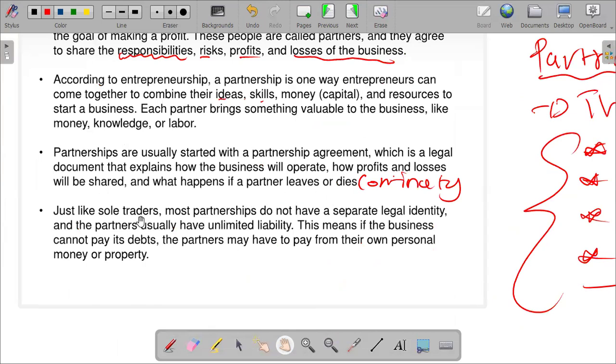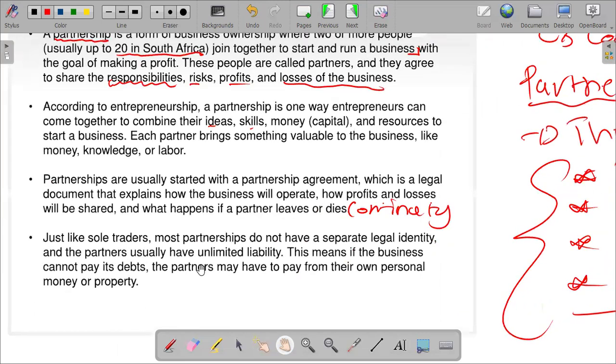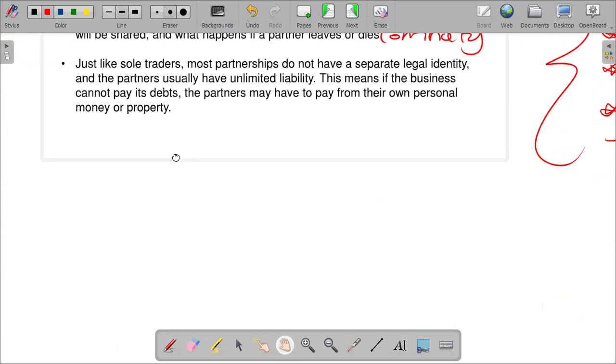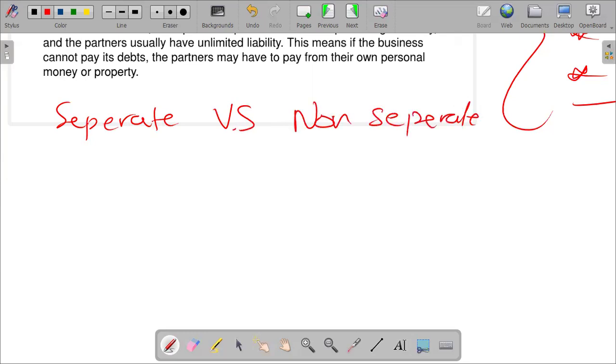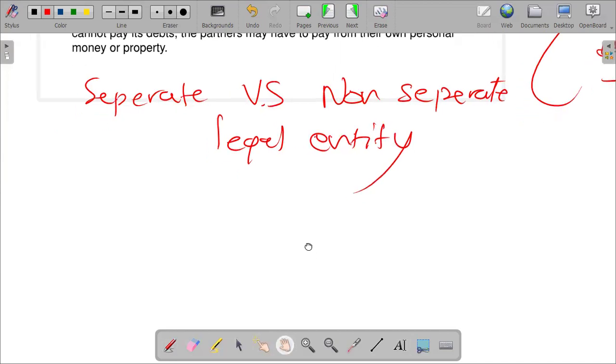All right. And then as we move along, just like sole traders, most partnerships do not have a separate legal entity. So it means, again, remember the separate legal entity and non-separate legal entity, right? Don't forget these two. You must not be confused. It's separate versus non-separate what? Legal entity.